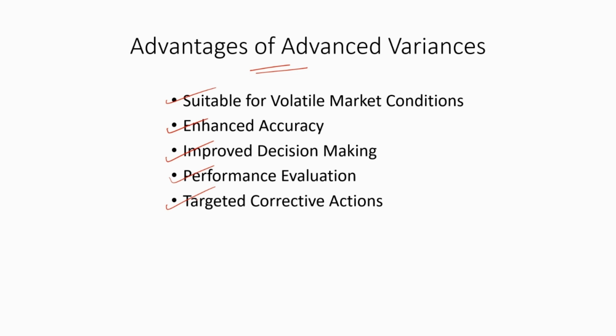Targeted corrective actions. The detailed analysis provided by advanced variances helps in identifying specific actions needed to address performance deviations. Managers can pinpoint the areas where corrective actions are required, such as negotiating better supplier contracts, improving production processes, enhancing workforce training, or adjusting price strategies. This targeted approach improves the effectiveness of remedial actions and increases the likelihood of achieving desired results.